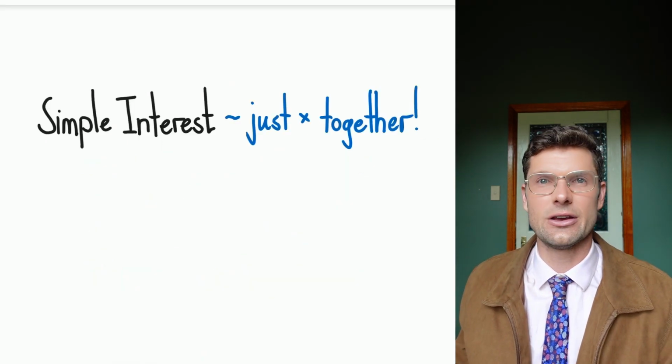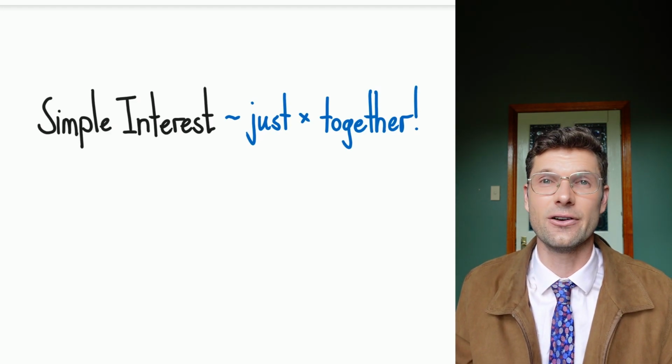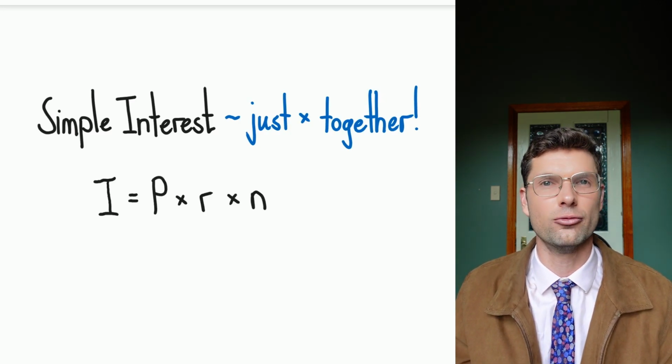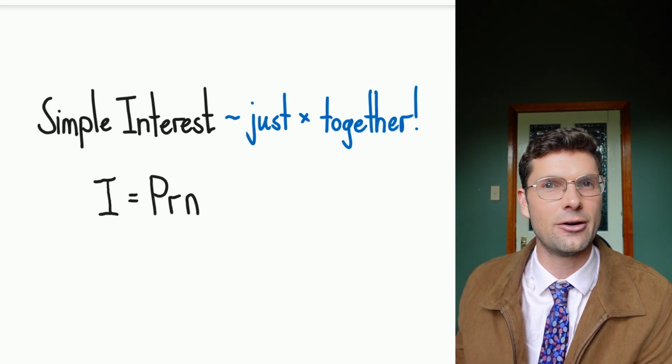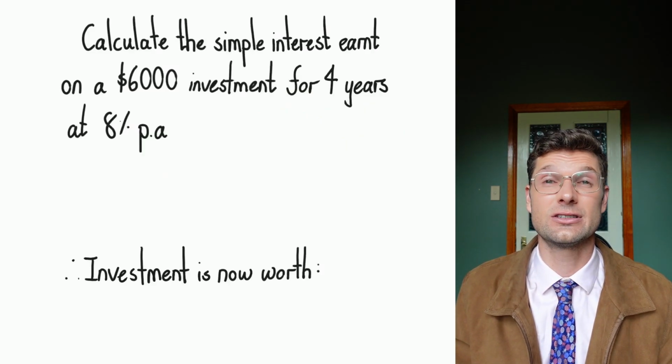So because it's simple interest, the formula is going to be simple. All we have to do is multiply everything together. So the interest that's made is equal to the principal multiplied by the rate multiplied by the number of periods, and that's all the maths we've got to do. So the questions we're going to see are going to look something like this.